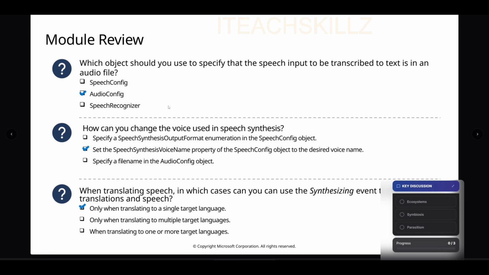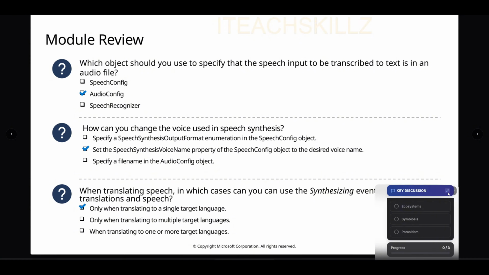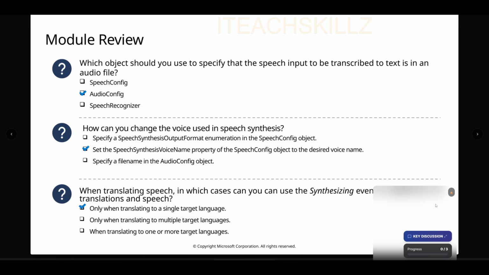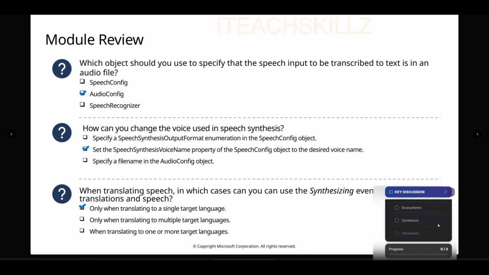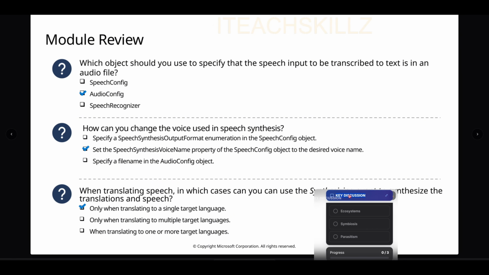When translating speech, in which cases can you use speech synthesizing event? Let me move this away. This is in the way. Trying to make sure that you guys can see the whole question. It's currently in the way. It's a pain to move around this thing.